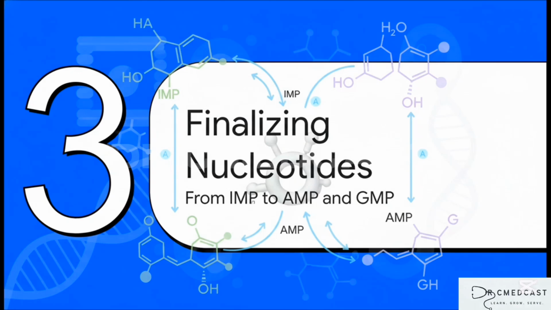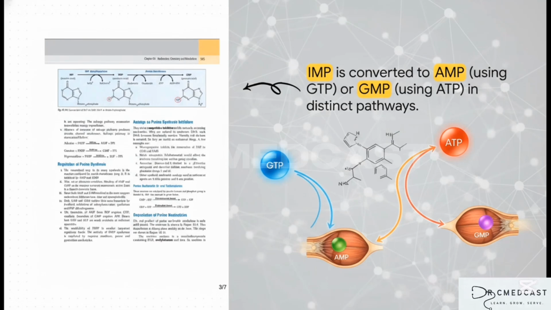So we've built our base model, our platform molecule, IMP. But to build DNA and RNA, the cell needs two very specific purines, adenine and guanine. So the next job is to customize IMP into these final, ready-to-use forms. So our IMP molecule comes to a fork in the road.